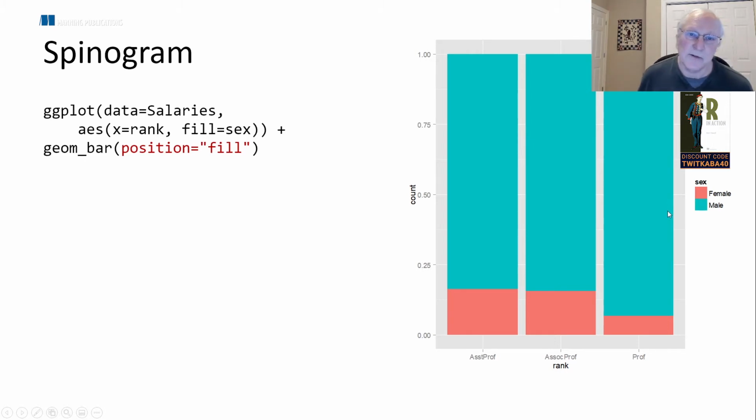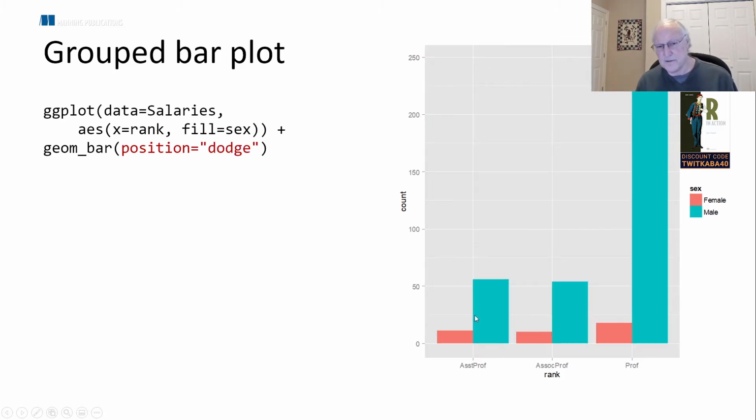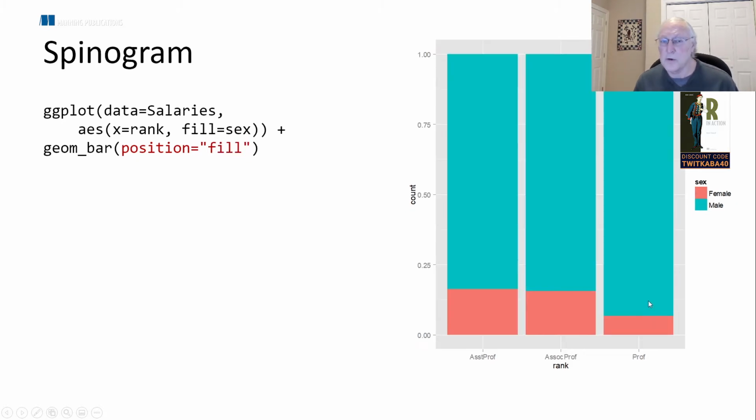And this kind of graph, it's called a spinogram. Actually, it'd only be technically a spinogram if I made the width relative to the number of faculty members, so if the widths of the bars were different. But basically, if we have a filled stacked bar chart, then it's a lot easier to see from this graph than from this graph that relative to the number of people within each rank, there's a lot fewer women full professors. Okay.